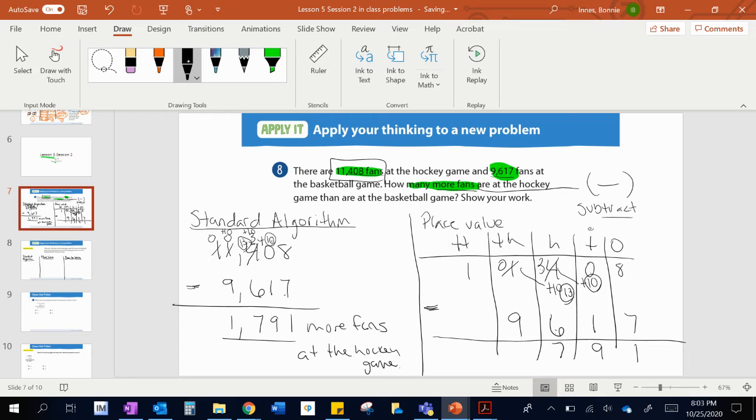I come over to my thousand spot. I have 0 minus 9. Well, I can't do that. I have to come over to my 10,000s to regroup it. That becomes a 0. This becomes plus 10. So now I have 10 minus 9, which is 1. I have 1,791, the same as I have over here in my standard algorithm.